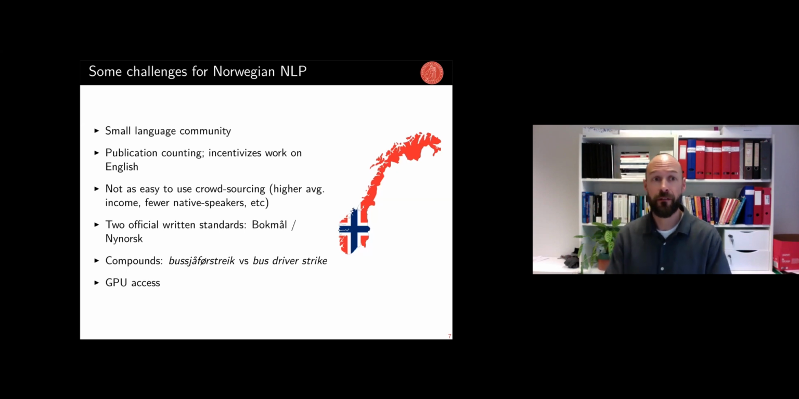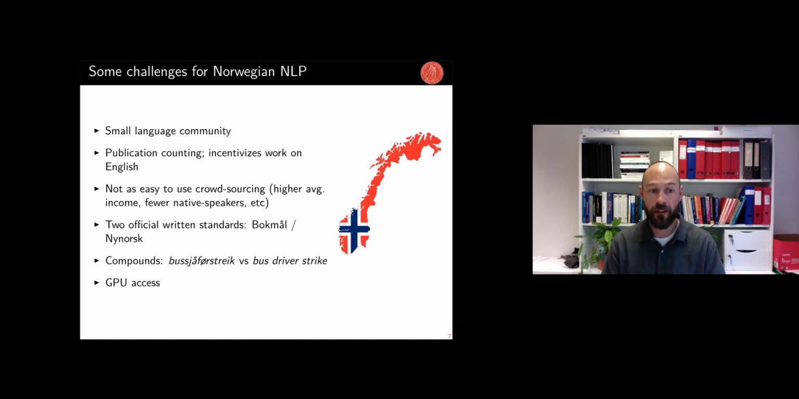Compounding is another challenge in Norwegian that we don't see in a language like English. So in Norwegian, you would have a word like bussjåførstreik as a single word, a single token, whereas that would actually be three distinct tokens in English: bus driver strike. And that means there's a greater need to do sub-token, character level or morphological analysis. And it just means when you count word observations in your corpus, for example, we will have more unique words in Norwegian than if you just count word types for English.